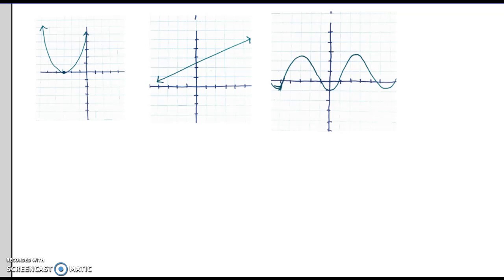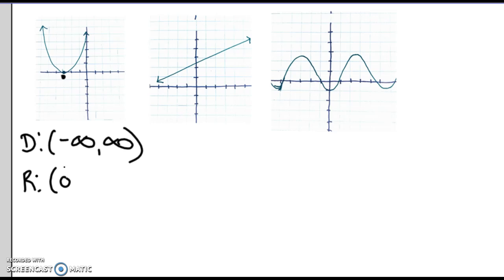So now let's take a look at this graph. The domain are all possible x values, and any x value can be in the domain. Therefore, it goes from negative infinity to infinity. The range, however, is limited. This is the minimum value down here. So it goes from 0, inclusive of 0, to infinity.